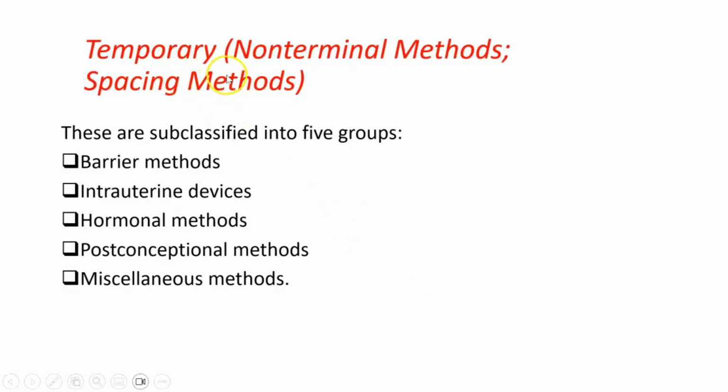So temporary methods are also known as non-terminal methods or spacing methods, and these methods are further classified into 5 groups: barrier methods, intrauterine devices, hormonal methods, post-conceptional methods, and other miscellaneous methods. So in this video we will learn about various barrier methods of contraception.